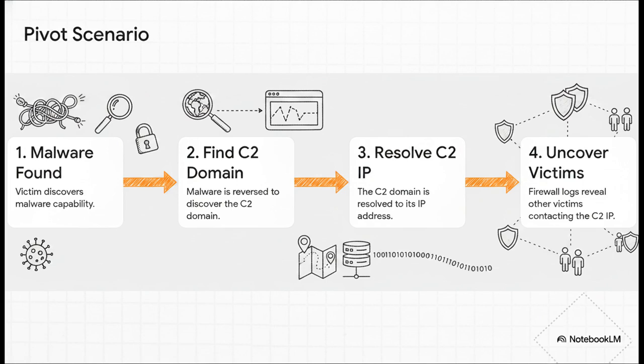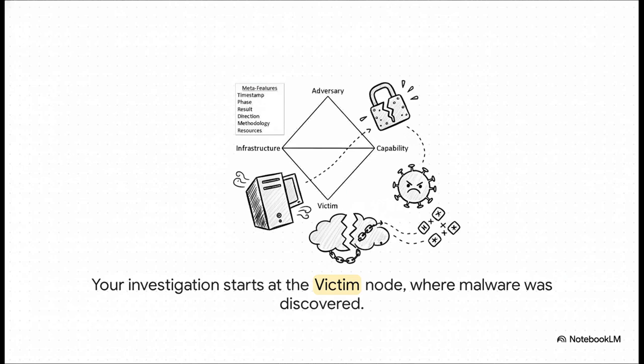First, the victim finds some malware. You then reverse that malware and find a C2 domain. Then you take that domain, resolve it to an IP address. And finally, you check your firewall logs for that IP and bingo, you find other victims talking to it. This is a classic investigative path, and it shows you how you can dance around the diamond to build out the full picture of an attack. So our story starts right here, at the victim node.